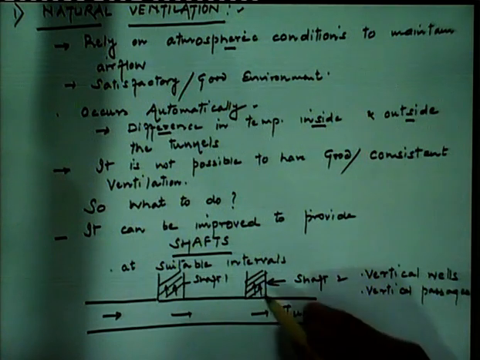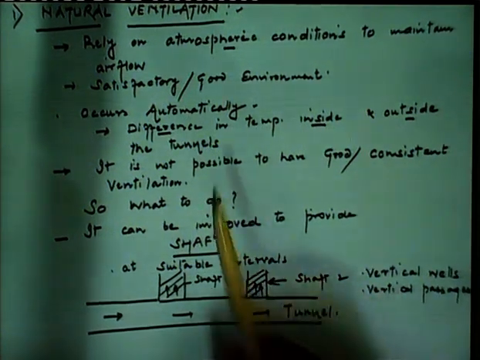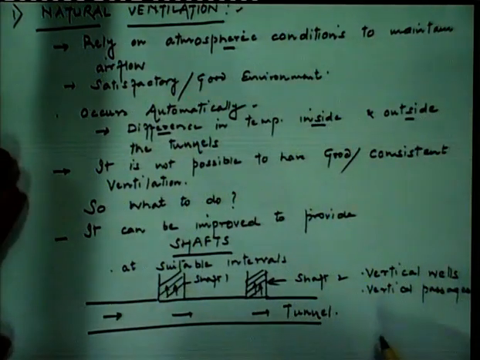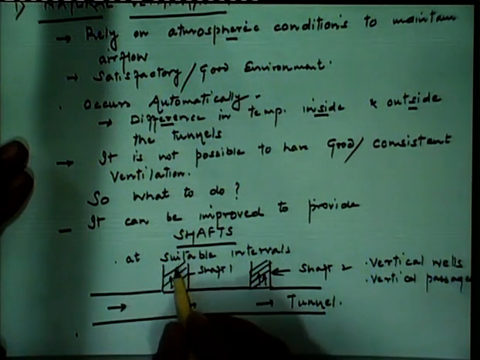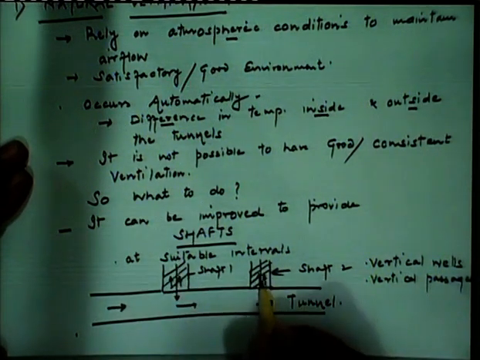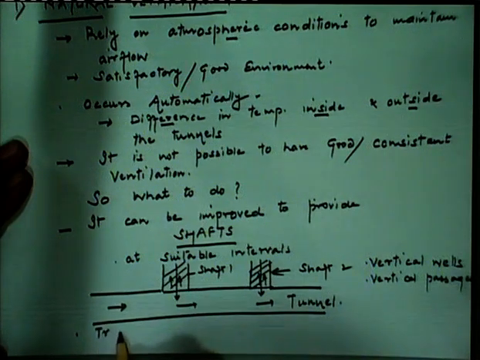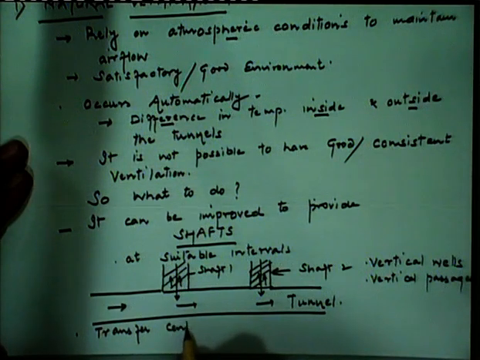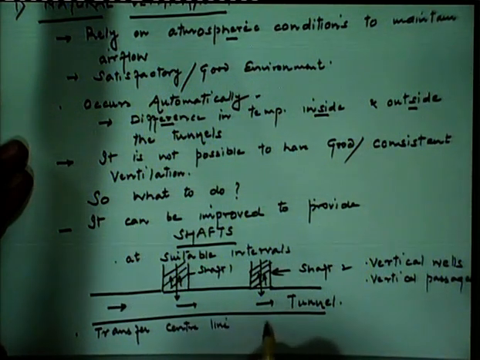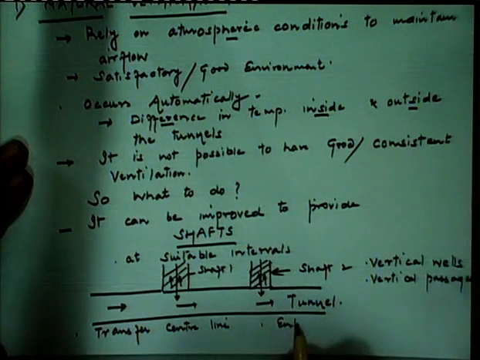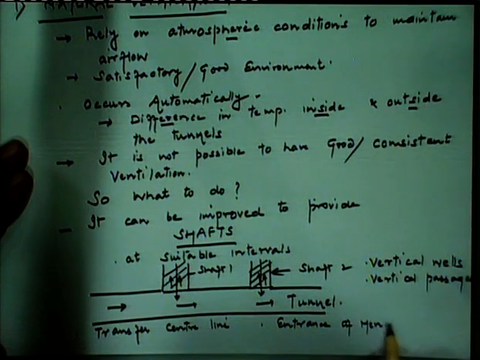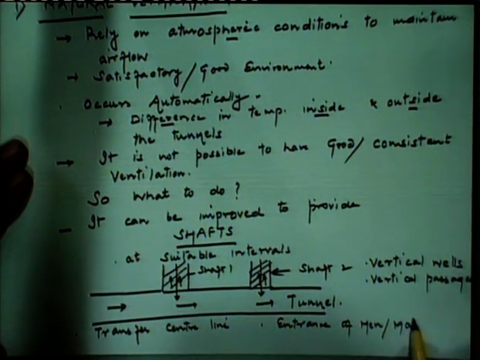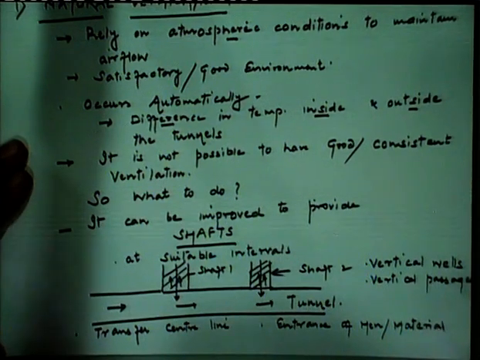And one thing more, these shafts are not only giving you natural ventilation, but there are also some more benefits. They help to transfer the central line through the plumb bob. For transferring the central line, it is very important and very effective. It also helps for entrance of men and materials during construction. So there are a number of additional advantages of this shaft.